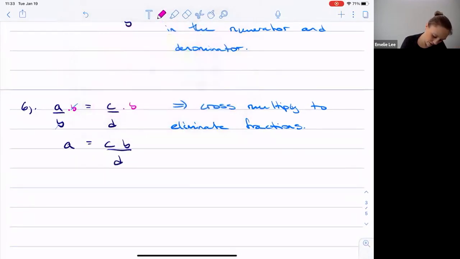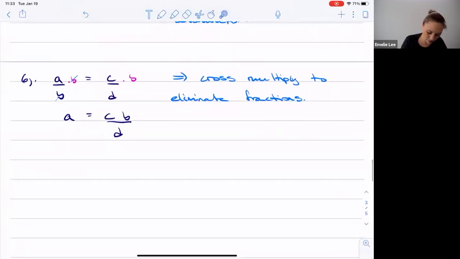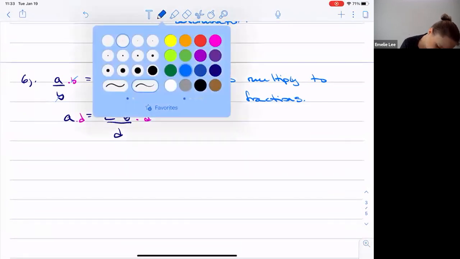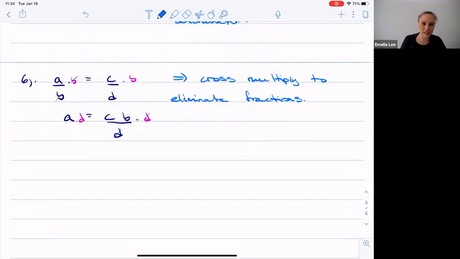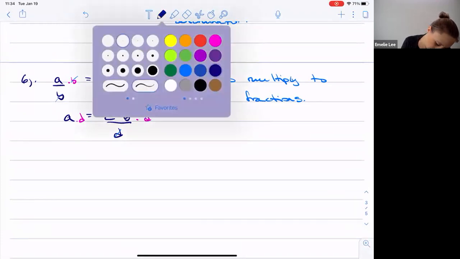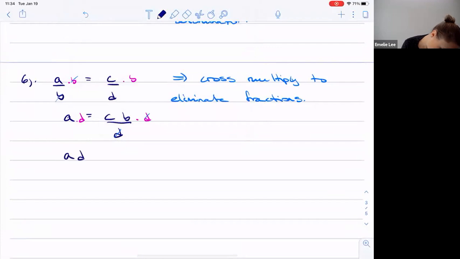And then I want you to do the same thing. To move this d over to this side, technically what you're doing is multiplying by d. D over d goes to 1. When I multiply by d, the whole idea is to move it over, so it should disappear. It just becomes 1. D over d is 1. And so what we have is ad is equal to cb.